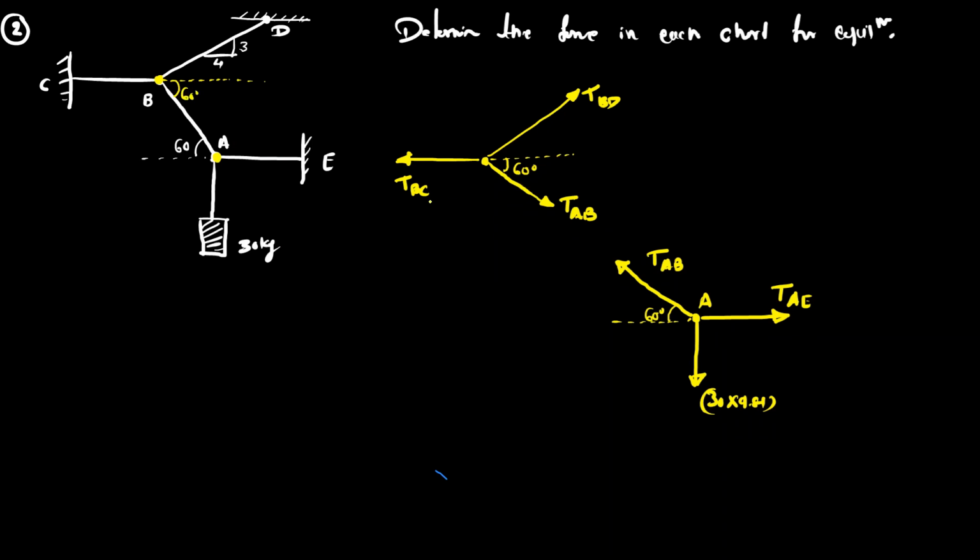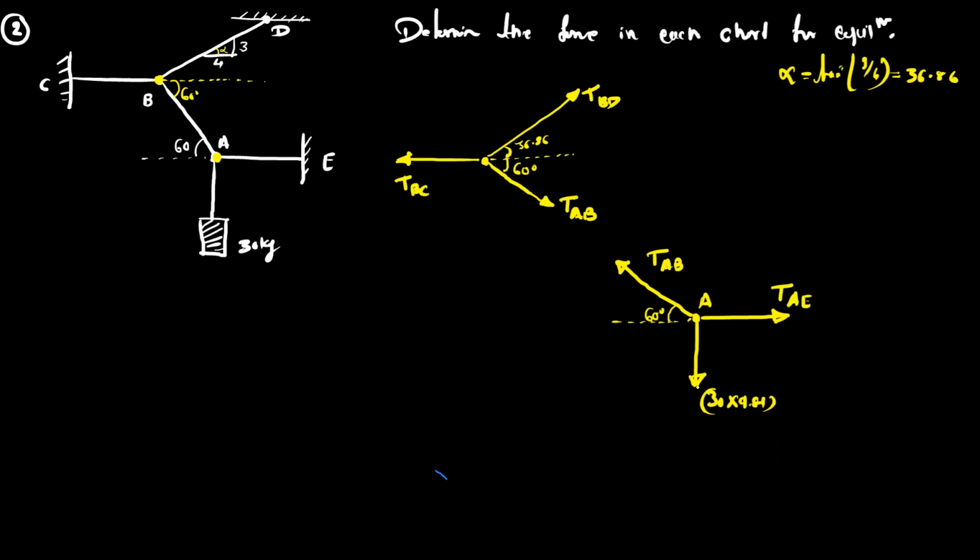Tension BC is exactly horizontal. For tension BD, the angle is not given. Okay. But the dimension is given, 3, 4. So if you consider this angle to be alpha, then alpha is equal to tan inverse 3 by 4. So this is 36.86. So this angle with respect to the x-axis is 36.86.